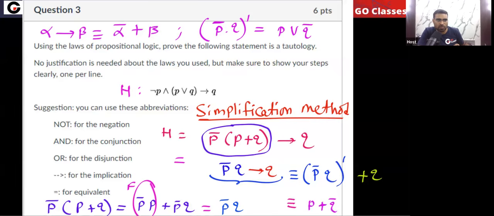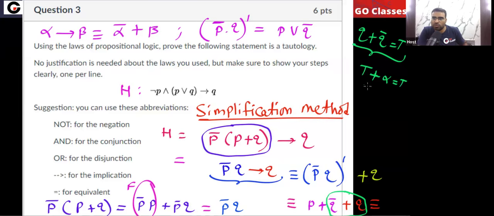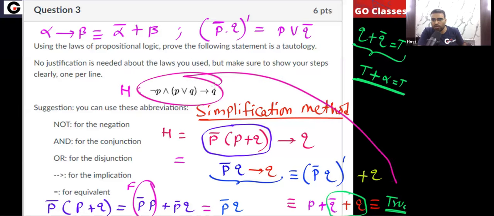And there is or q here. So finally, what will it become? Remember, q or q bar is true, and true or anything is true. So you can see this q or q bar will be true, and true or p is true. So finally you got true for this expression H. Is this clear?